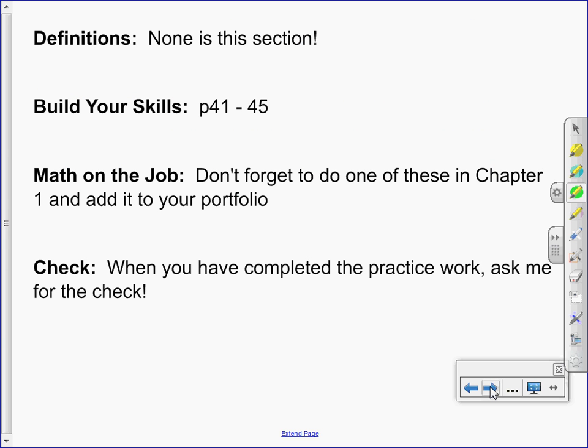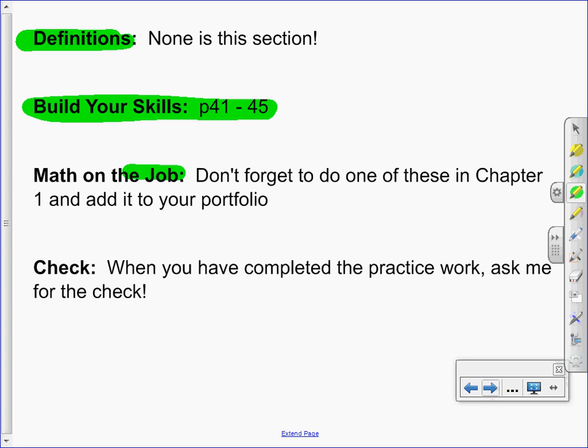I didn't see any definitions in the textbook. You should double check to make sure I'm right. Here's where your assignment is on Build Your Skills. Don't forget your instructions there. You need to do all of them up to the extent, and then you have to pick one. Sometime during this chapter, you have to complete a math on the job to add to your portfolio.